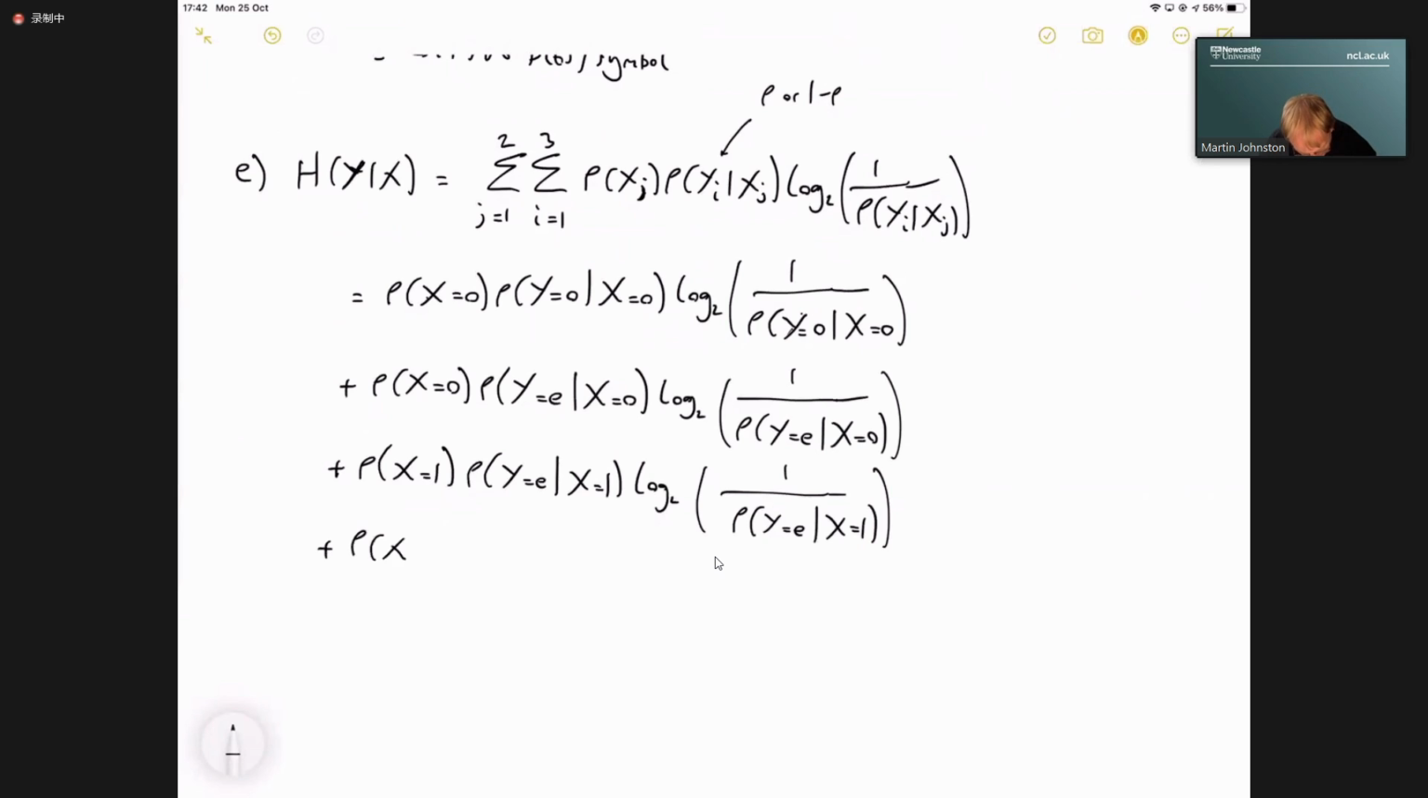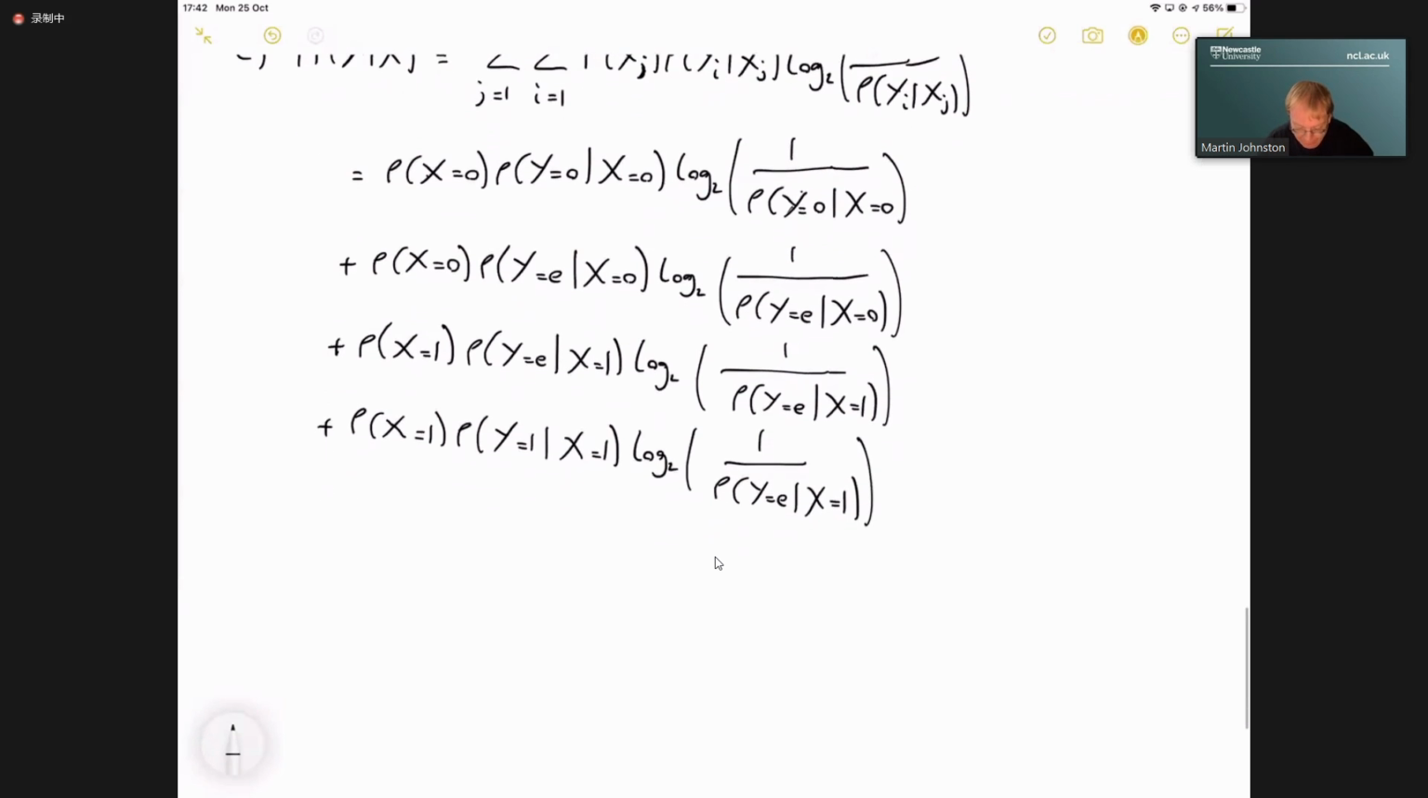And the last term, similar to the last one, just the x's and y's are reversed, aren't they? Okay, so now in this case, we're not going to get the simplification that we thought because we've got no probabilities equal to 1. It's a shame. But we put the numbers in.